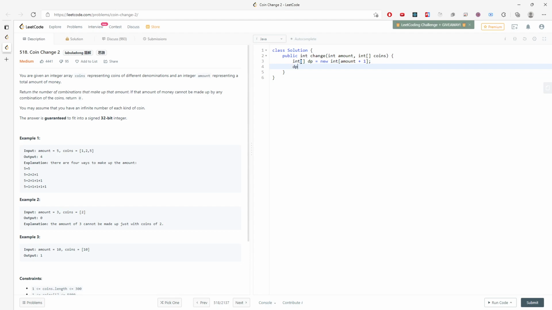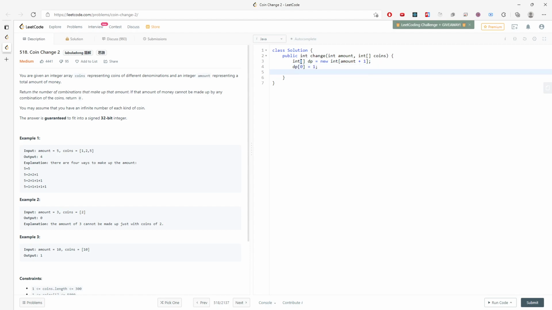For the DP, dp[0] is equal to 1. This is because of how many ways you can spend coins for the amount 0. There is only one way, right? Which is not spending anything. So dp[0] represents 1.